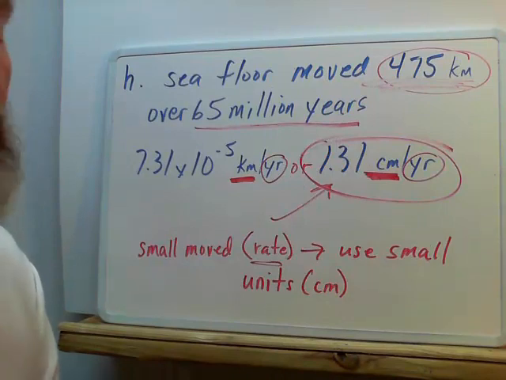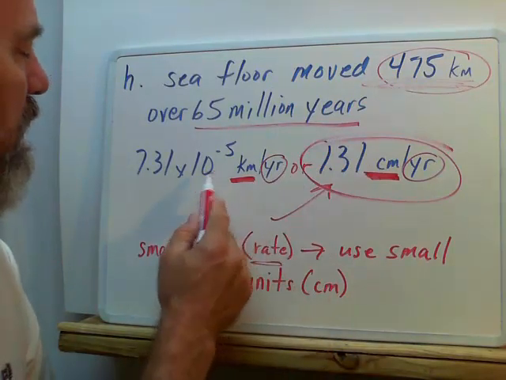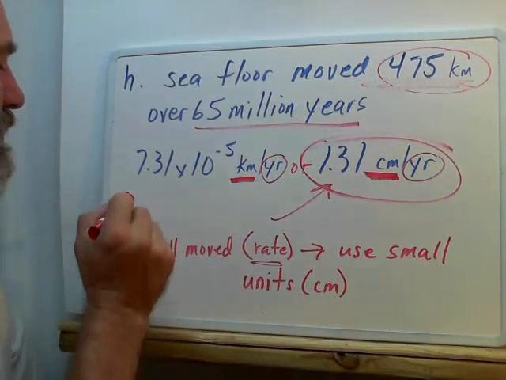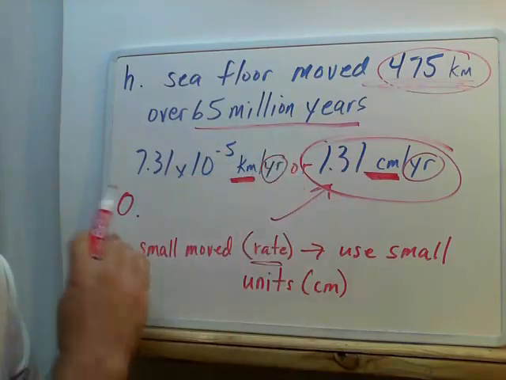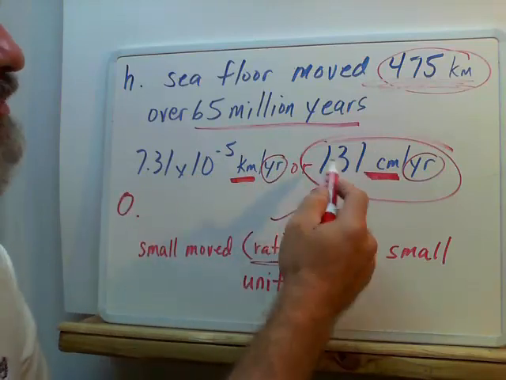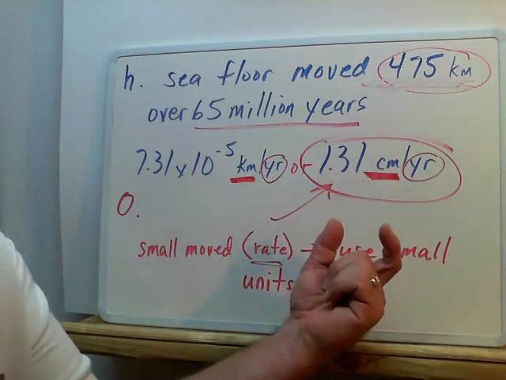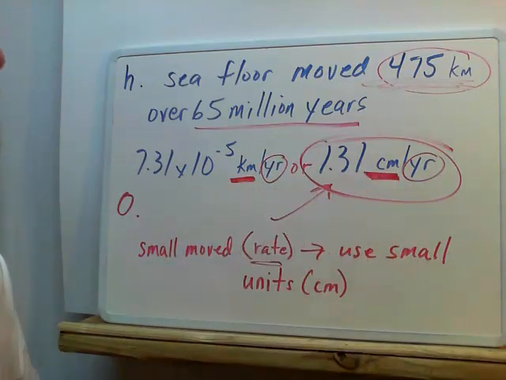7.31 centimeters per year. If you think about this number here, we would have to have all those zeros in there, 7 kilometers per year. That would be very difficult to relate to, whereas we can relate to 7 centimeters in a year fairly quickly.